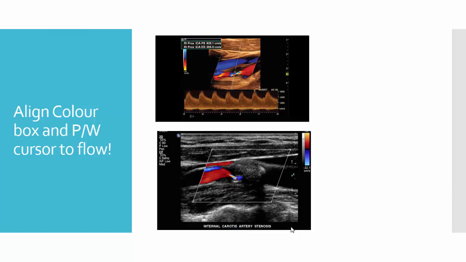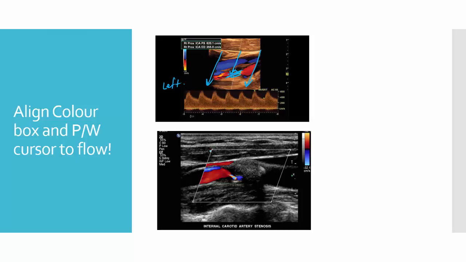So here's an example above where the color box is aligned appropriately. We have our color box steered to the left of the screen. Here is the area of narrowing, or region of interest. So here is how the sound beam is traveling. And again, a nice small angle of inclination, and we're able to pick up the highest velocity flow.